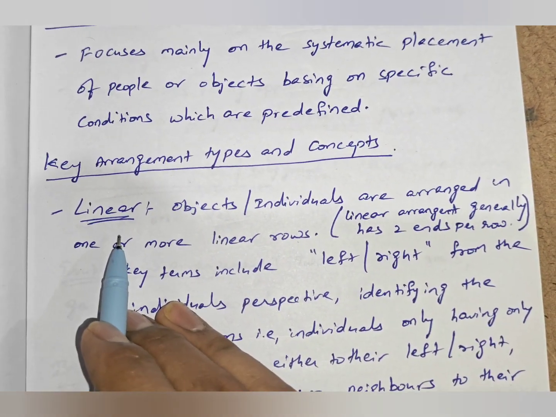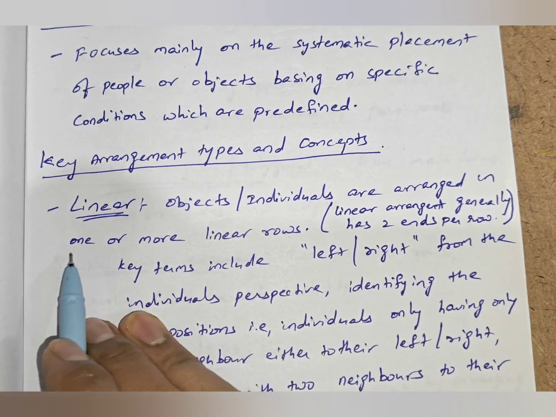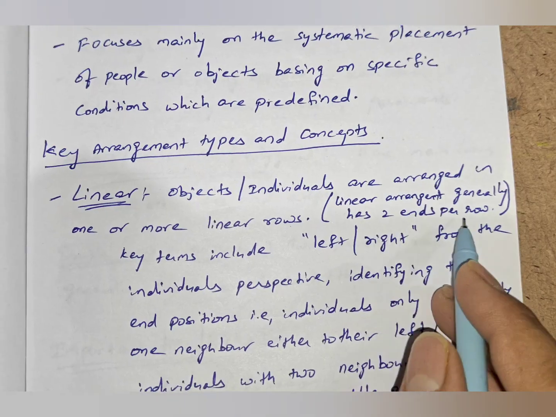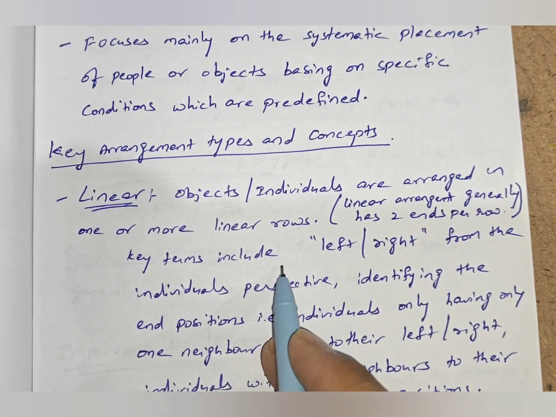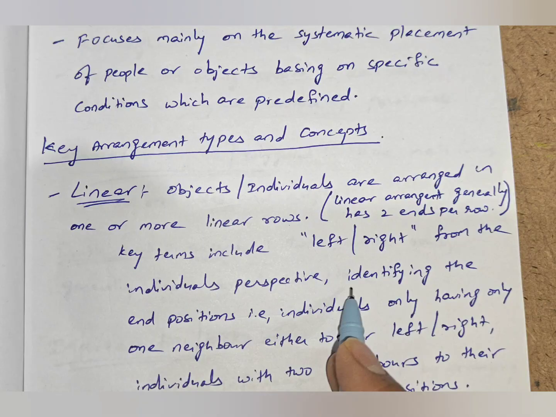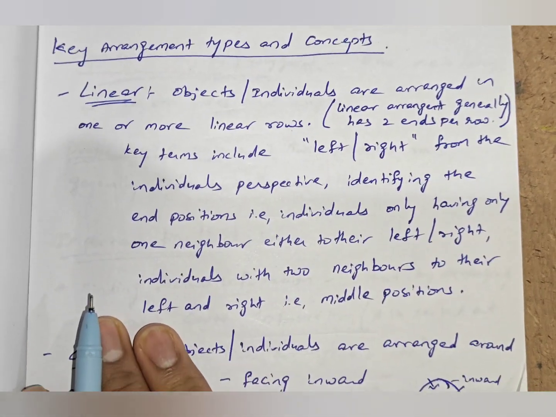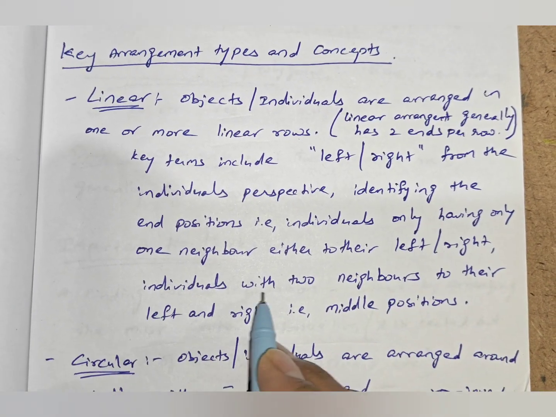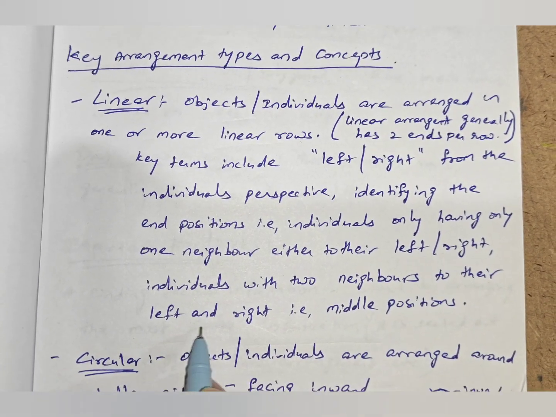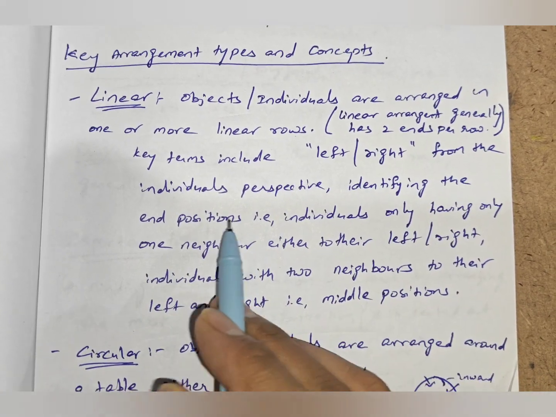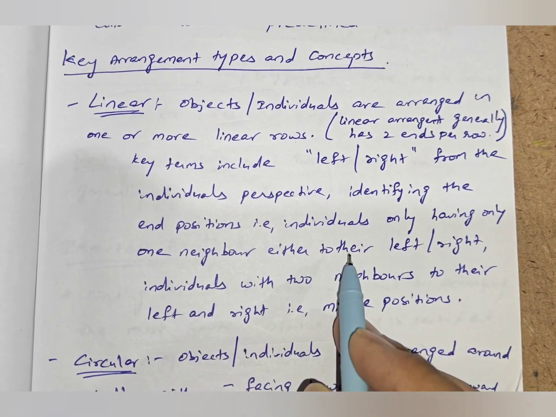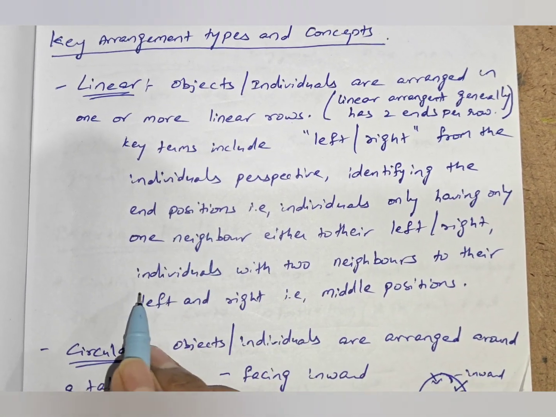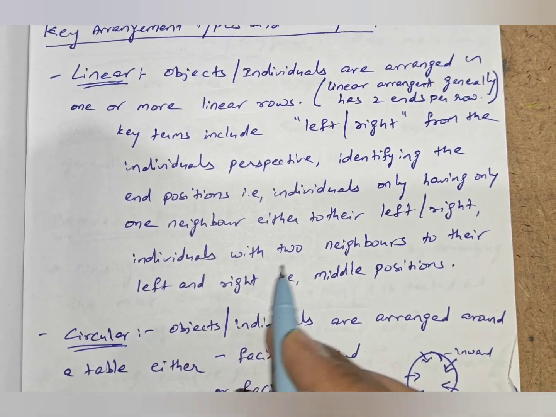First one is linear arrangement. Objects or individuals are arranged in one or more linear rows. A linear arrangement generally has two ends per row, and the key terms include left or right from the individual's perspective and identifying the end positions, that is individuals having only one neighbor, either to the left or right, and individuals with two neighbors, to their left and right, middle positions, etc. Here the individuals having only one neighbor, that is only left or right, are placed at the end position, and the individuals with two neighbors are generally in the middle of the row.